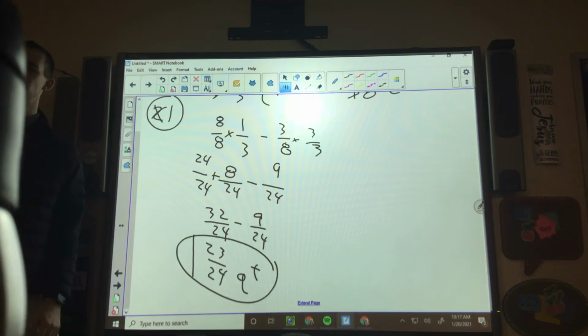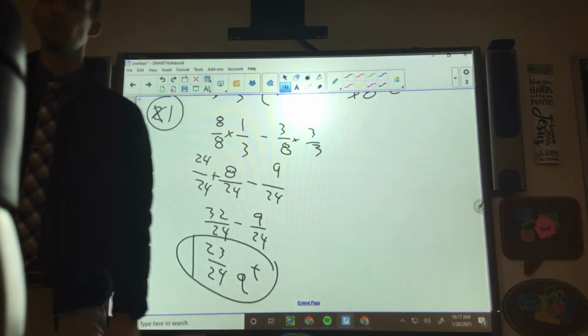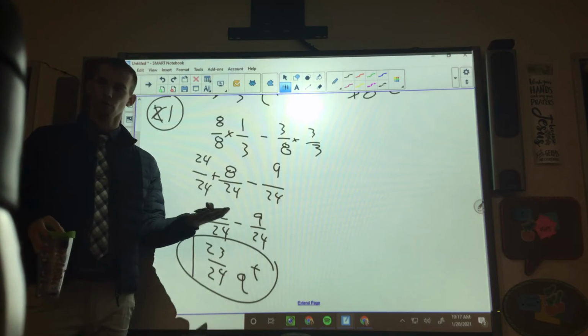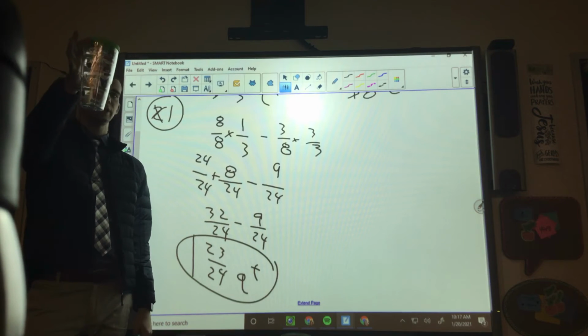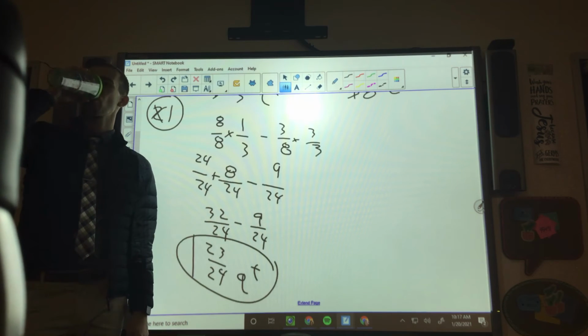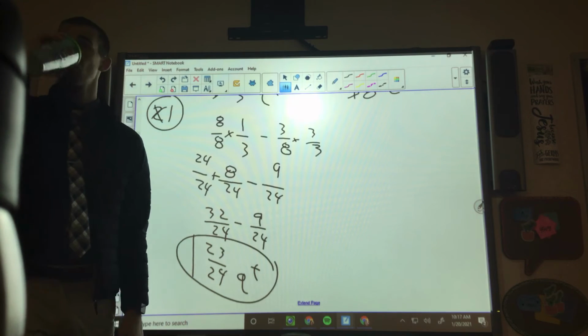You guys know how much a quart is? A quart is exactly 1/4 of a gallon. That's why it's called a quart. And it's 32 ounces. This is almost exactly, if it's not exactly, really close to 32 ounces.